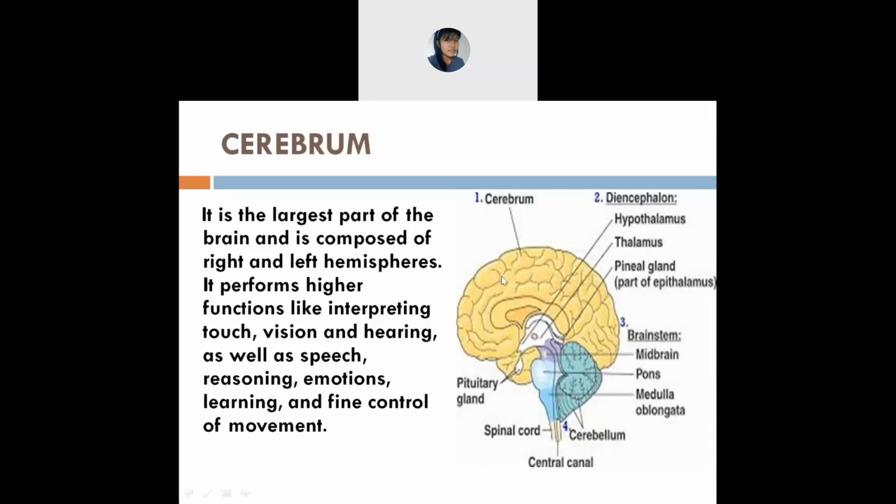Okay, so this is the cerebrum. The cerebrum is the largest part of the brain. From the picture itself you can see it. It is the largest part of the brain, and it has two hemispheres, the right and the left hemispheres. And what is the function of the cerebrum? It helps in interpreting touch, vision, I mean seeing things, hearing, speaking, reasoning, emotions, learning, and also movement. So all these things are controlled by the cerebrum. Is it clear, everyone? Yes or no?